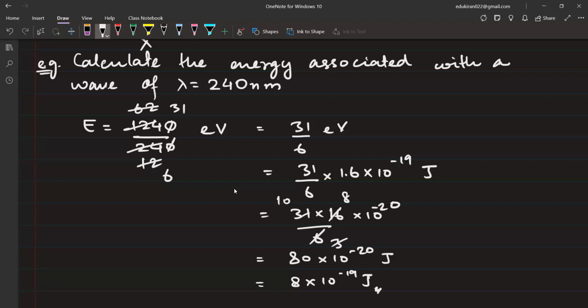Got this? Yes or no, please tell me. Yes, sir. Will you write this down? Amna, did you understand? Amna and Aqib, did you understand, Amna? Tell me yes or no. Sir, I did not understand the 31/6 eV part.